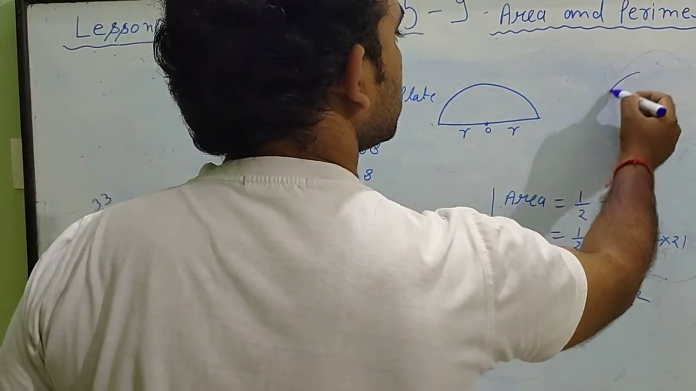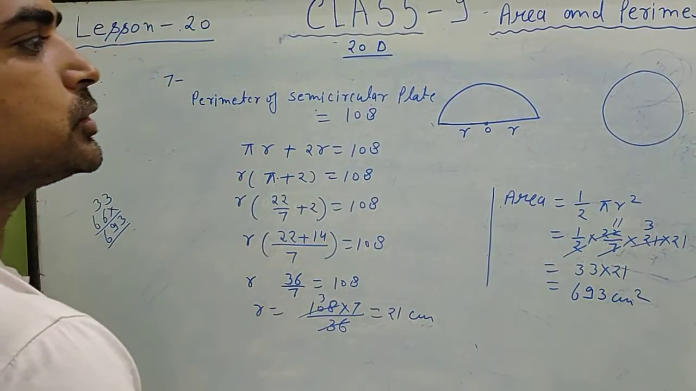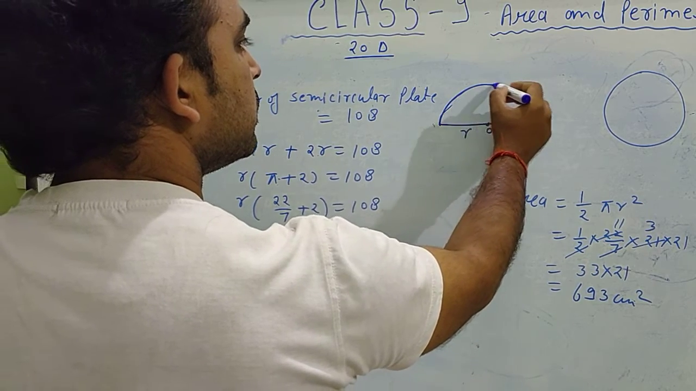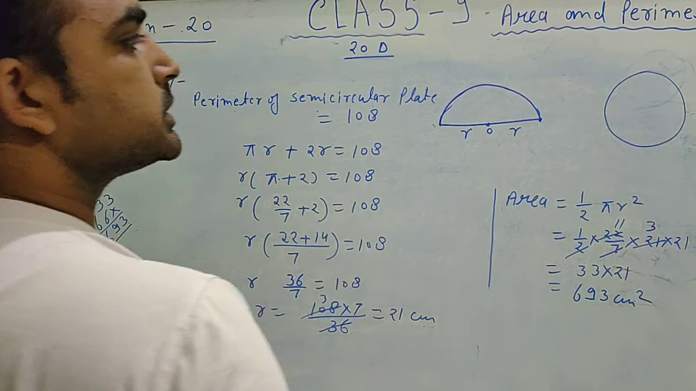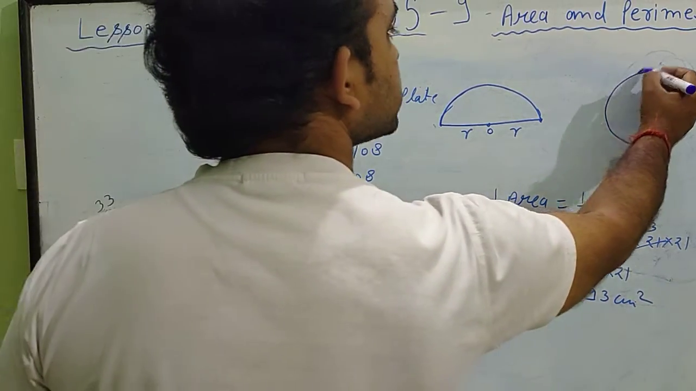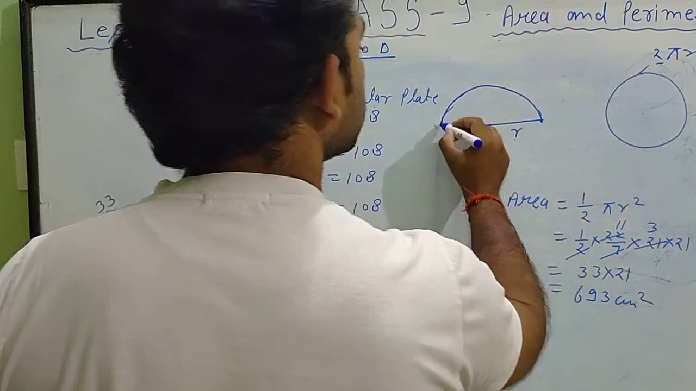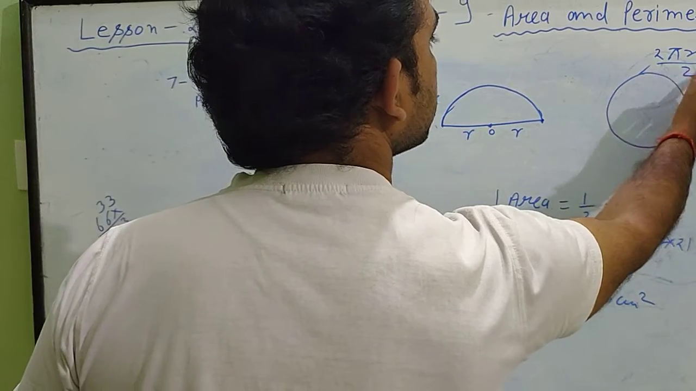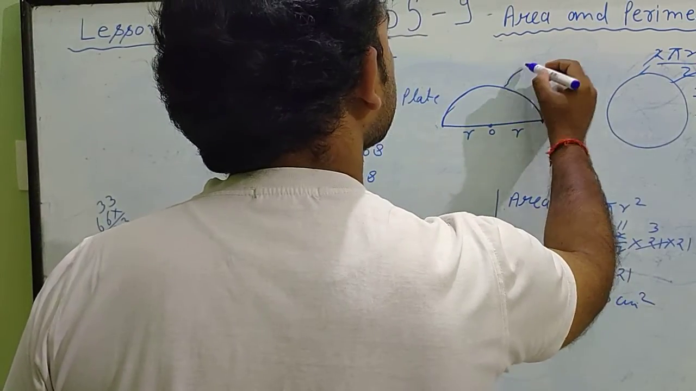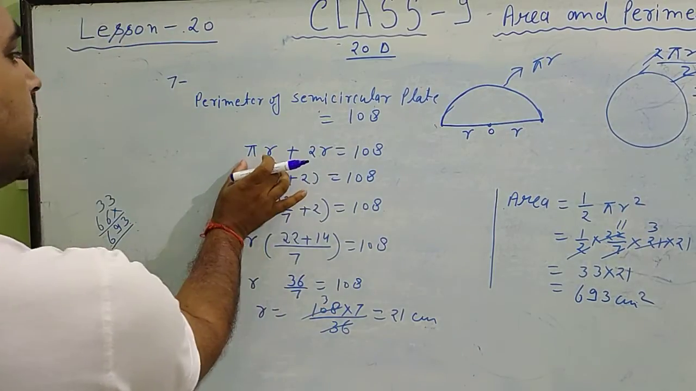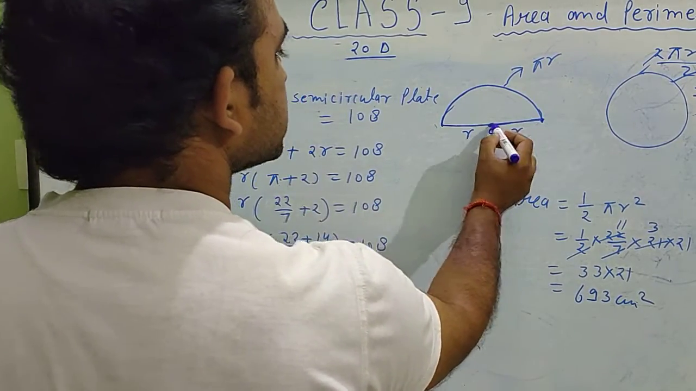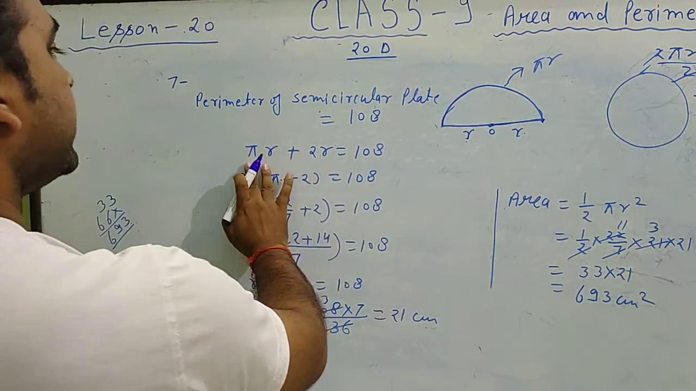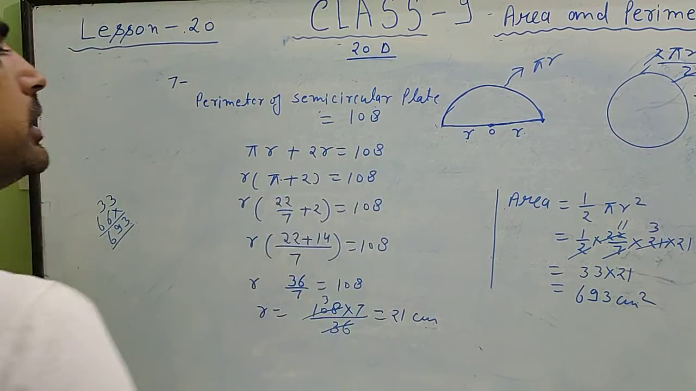The total circumference of the circle is 2 pi r. Then the semicircular arc from this point to this point means half the circumference. The total circumference is 2 pi r, but this is the half. From this point to this point is the diameter, 2r. 2 pi r divided by 2 means pi r. This circumference is pi r. So pi r plus this is the radius, this is the radius. So r plus r is 2r. Means the total perimeter is pi r plus 2r. It is given 108.